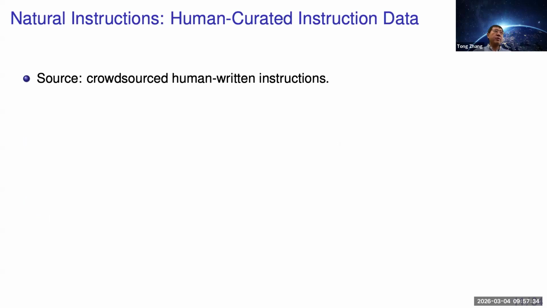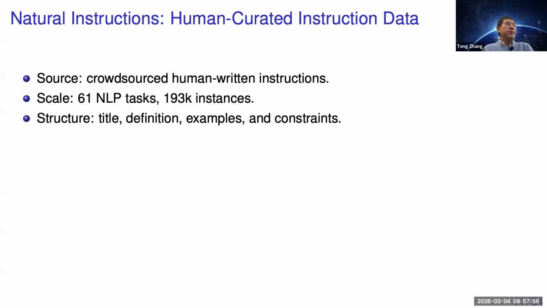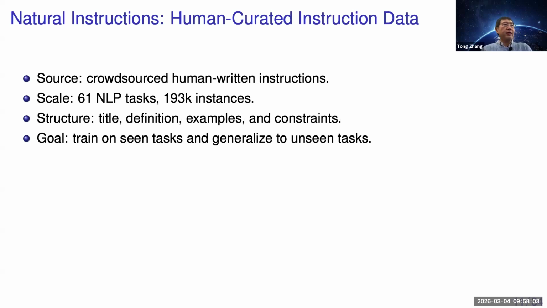Natural instructions. I will quickly give one example of human curated instruction, then we'll talk about the super-natural instructions, which were shown earlier. Essentially, these are cross-source human written instructions. You have 60 NLP tasks. It's reasonably large, with 200K instances. And you have a title, definition, example, constraints, and so on. I'll just quickly go through this data, then talk a little more about the super-natural one, which is a follow-up of this paper.